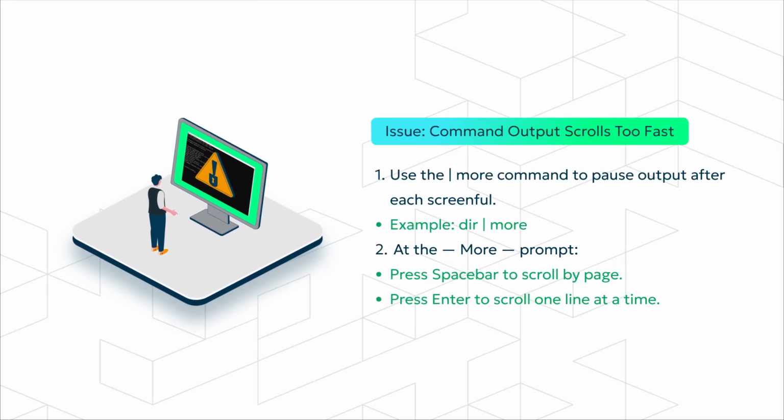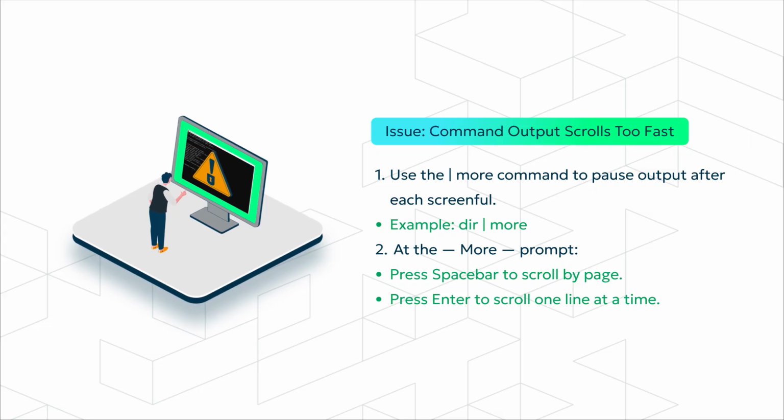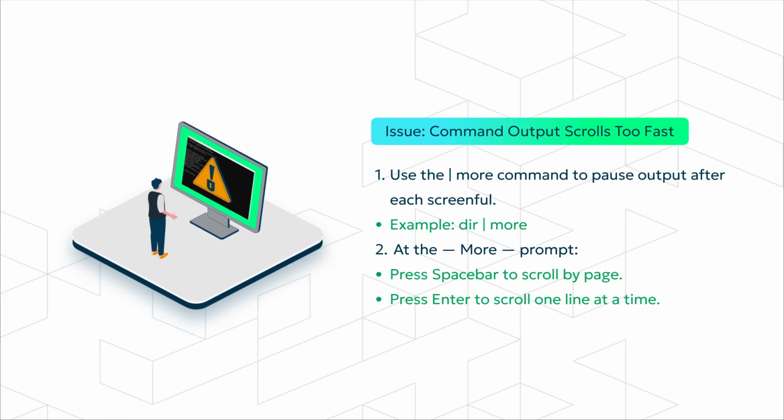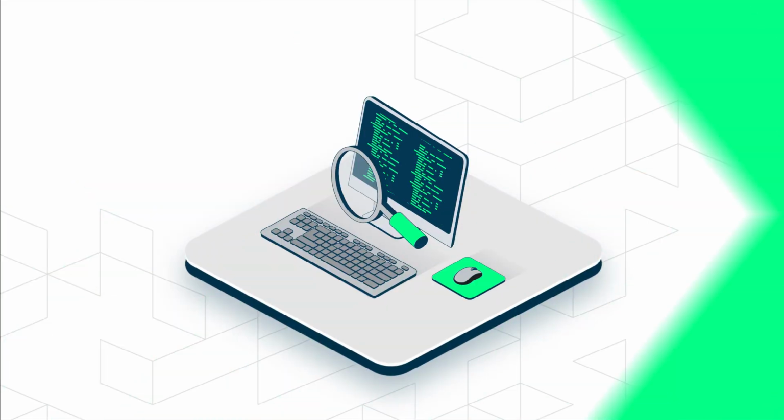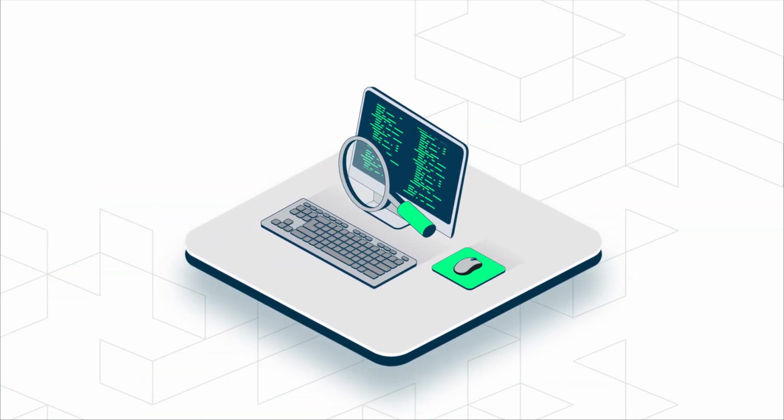If your command output scrolls too quickly, use the pipe more command to pause after each screenful. Press spacebar to scroll by page, or Enter to scroll one line at a time. And there you have it. Finding text in long command outputs is now much easier.